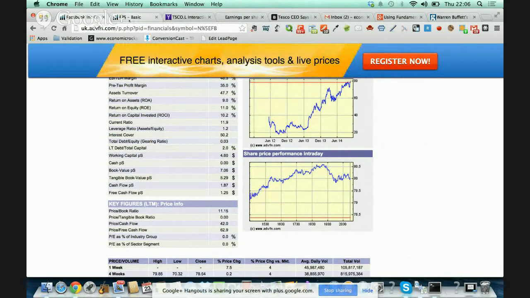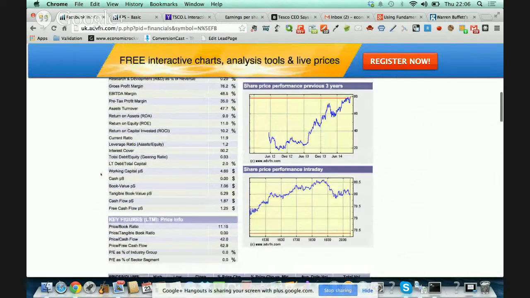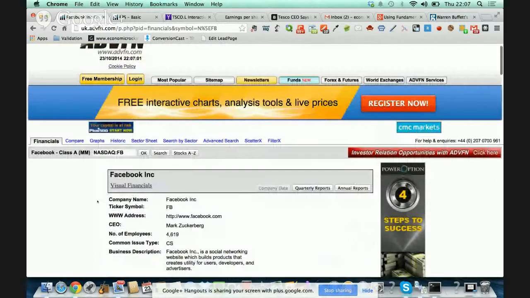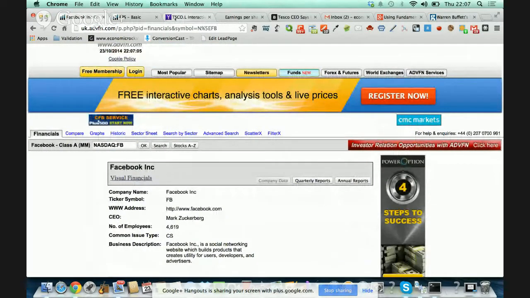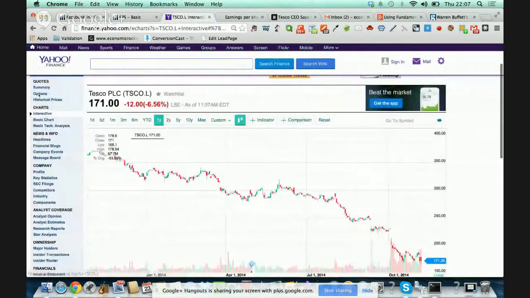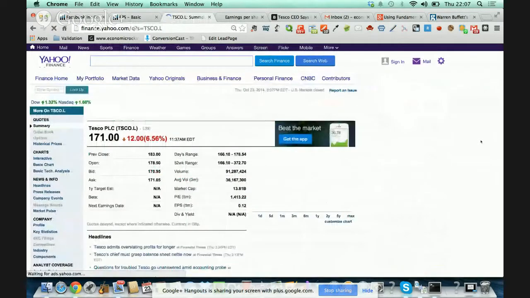And we have this website we're currently on, ADVFN, which has not updated the announcements regarding its earnings for Tesco, whereas Yahoo Finance have done so, suggesting again that the company is still remarkably overvalued.